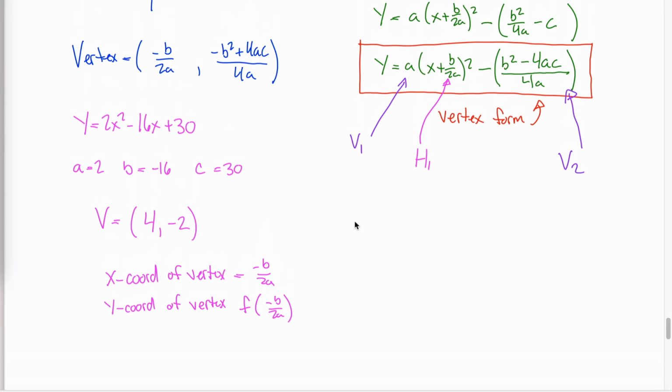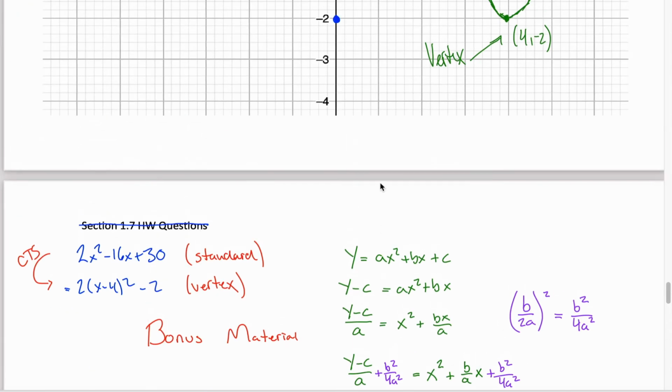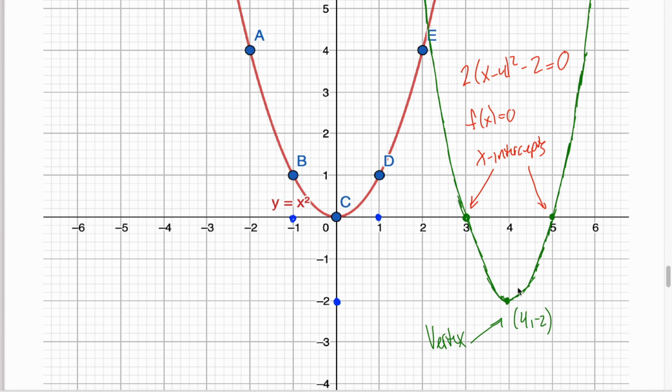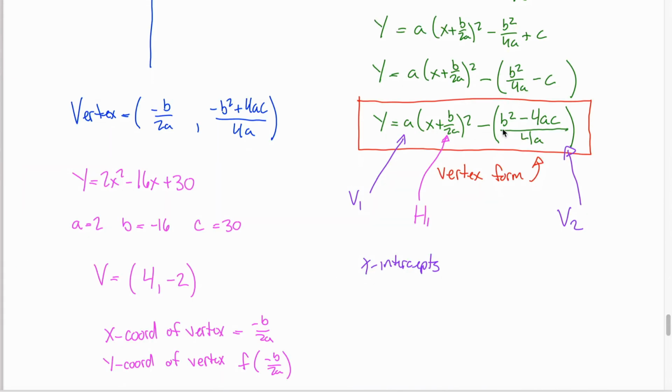One more thing before I end this video, because I think it's kind of cool. This was just all about the vertex, but what about the x-intercepts? We saw up above that the x-intercepts, after we transform this into vertex form, were at 3 and 5. And that we figured those out by just figuring out, well, we cross the x-axis whenever the y-coordinate is 0, so we take our function and we set it equal to 0 and solve. But look what happens if we take this form and set that equal to 0 and solve. We would have 0 equals a times x plus b over 2a squared minus b squared minus 4ac over 4a.